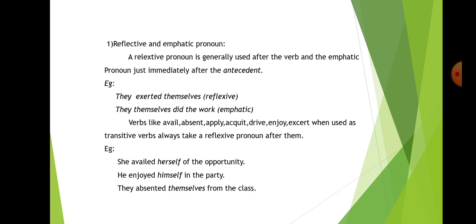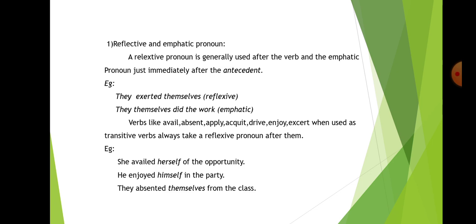Next, reflexive and emphatic pronoun. A reflexive pronoun is generally used after the verb and the emphatic pronoun just immediately after the antecedent. For example, they exerted themselves. Reflexive. Next, they themselves did the work.